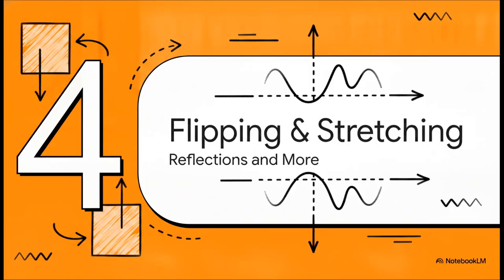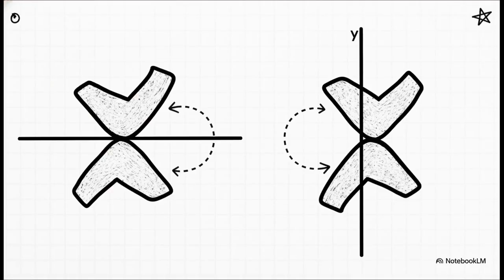Okay, section 4, flipping and stretching the shape. Let's talk about reflections. A negative sign placed completely outside the function, y equals negative f of x, flips the graph vertically across the x-axis. It effectively multiplies every y value by -1. Imagine a mountain instantly turning into a valley. But slip that negative sign inside the parentheses, y equals f of negative x, and it flips the shape horizontally across the y-axis. Once again, notice the pattern? Outside impacts y, inside impacts x.